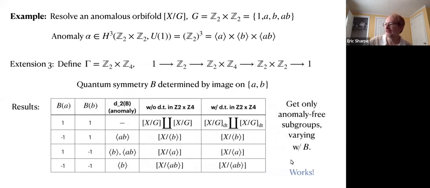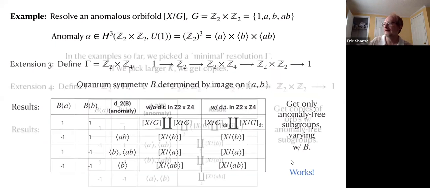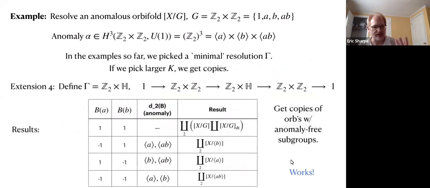Here's another example. Instead, we extend Z2 cross Z2 to a Z2 cross Z4. Again, the details are different, but the pattern is the same. Wang-Wen-Witten works. Instead of picking a minimal resolution, I could extend by something non-minimal. I could extend by a product of two Z2s. The only real difference is that instead of getting one orbifold over here, we get copies of an orbifold, multiple orbifolds, a sum of orbifolds coming out.